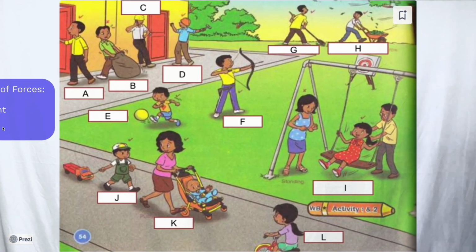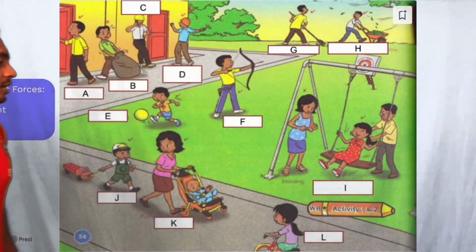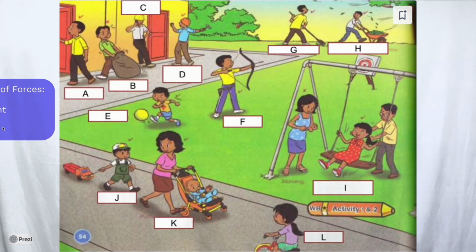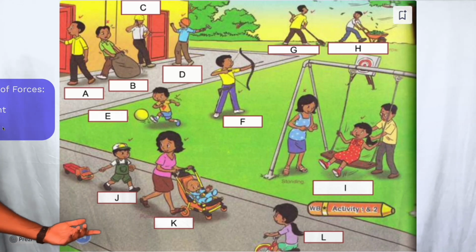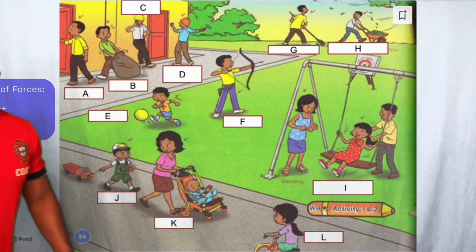Take a look at this picture. Do you see any types of forces going on here? I see a couple. Let's start with Jay. What's that little guy doing? He's pulling something. Remember, force is push or pull, right? So he's pulling his little toy. Let's look at Kay, his parent. They're pushing a stroller. Gravity.